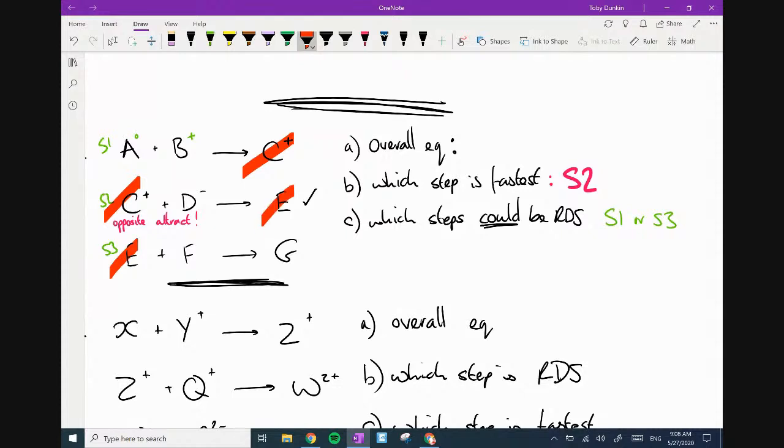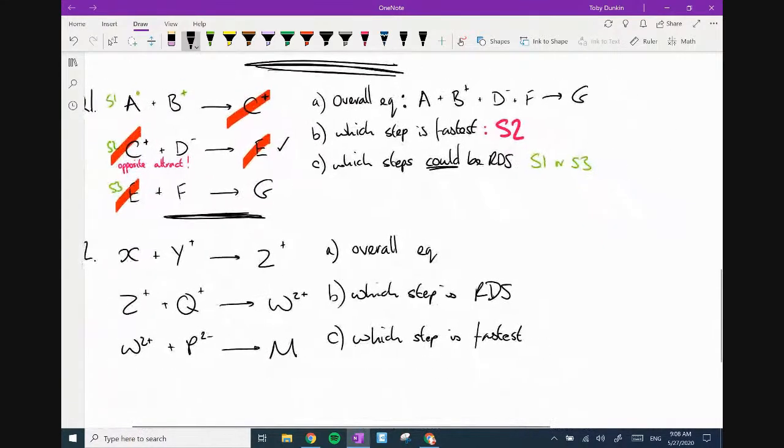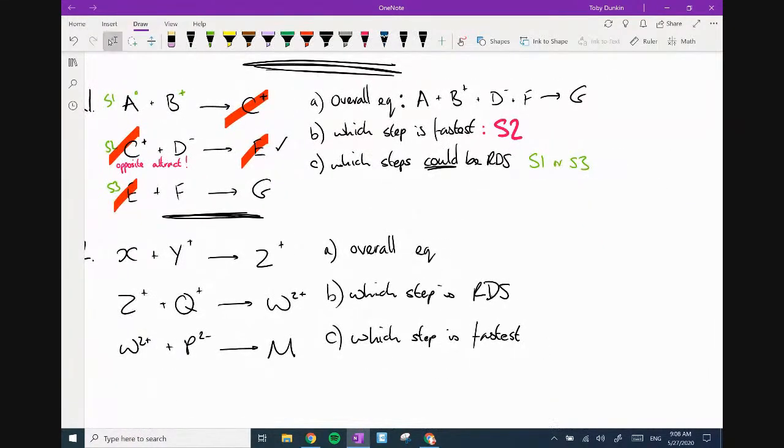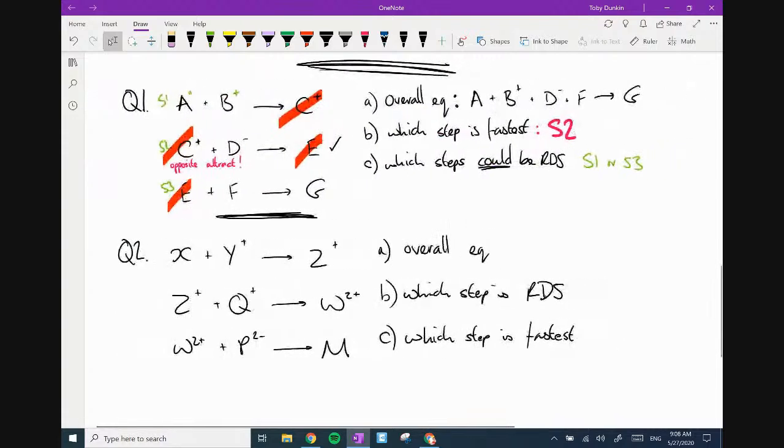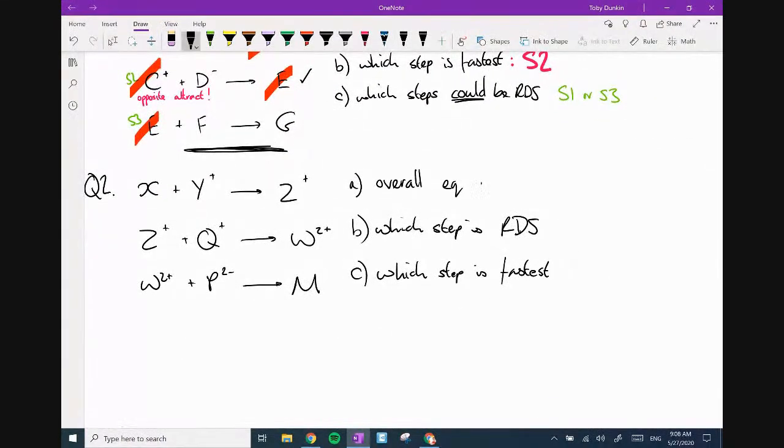E is going to cancel. My overall would be A, which is neutral, plus B plus and D minus plus F goes to G. There's my overall for that. It's nice just to give the answers for those. Okay, overall equation for this one.